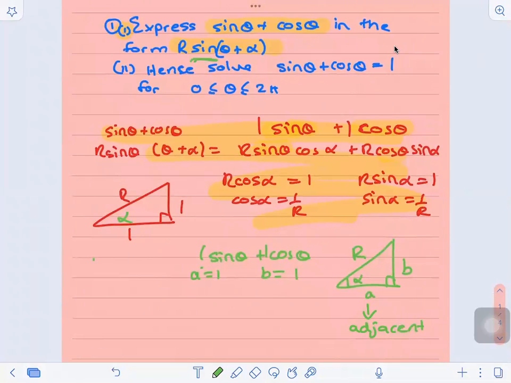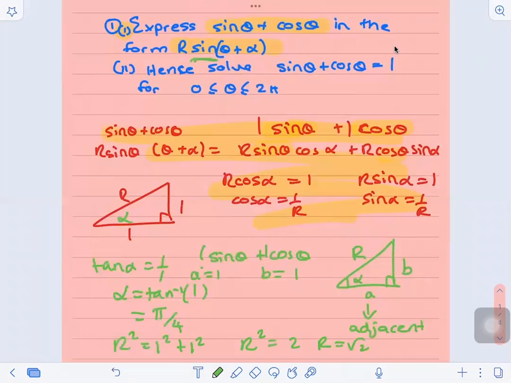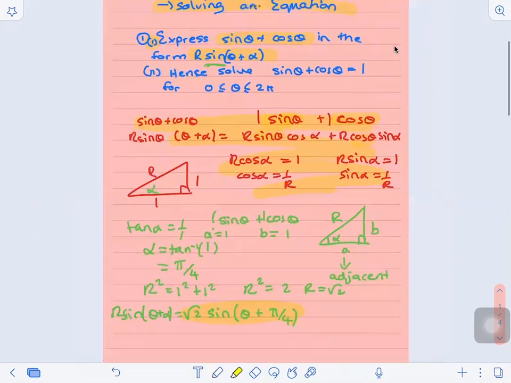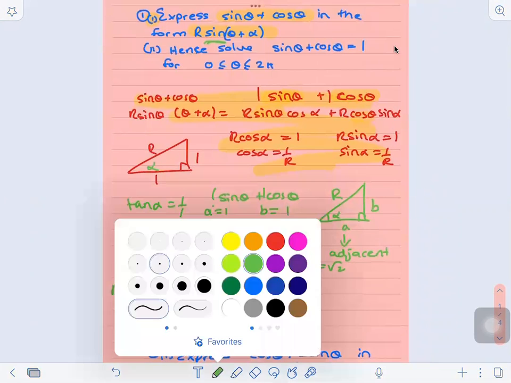So if that's alpha, then tan alpha is 1 on 1. So alpha is tan minus 1 of 1, which is 45. And r squared is 1 squared plus 1 squared, so r squared equals 2, so r is root 2. So expressing that in the form of r sine (theta plus alpha) is root 2 sine (theta plus pi on 4).